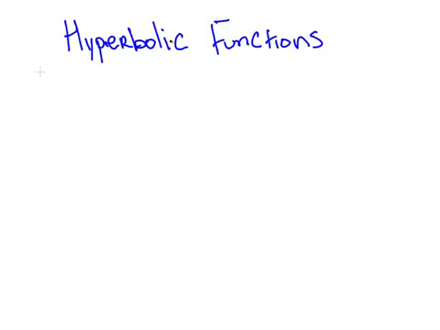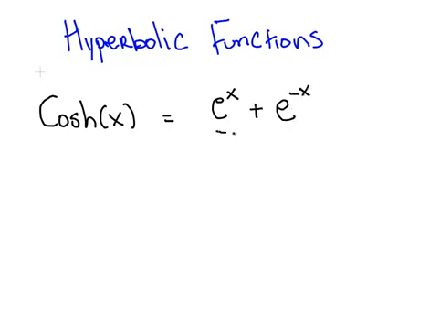In this presentation, we're just going to look at some hyperbolic functions, and really what we're going to do is look at a couple of the mathematical techniques and concepts that are useful when dealing with hyperbolic functions. So we have hyperbolic cosine, also known as cosh, and that is equal to e to the x plus e to the minus x all over 2.